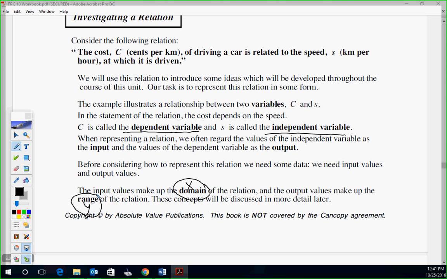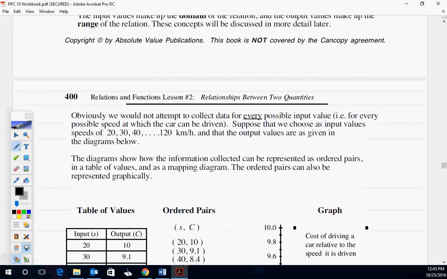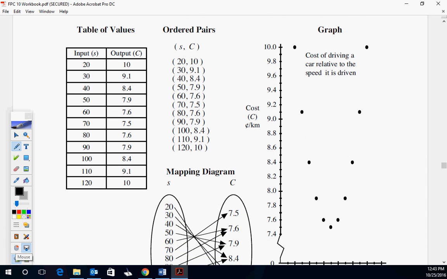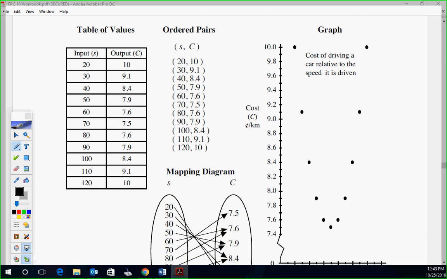A lot of just introducing things to you right now. Now we're going to look at all these different ways we can look at relations. Obviously, we would not attempt to collect every data possible for inputs. So we usually get a group of data, and then we project. Here's an example of a table. If my input's 20, my output's 10. That would be based on the pattern they're giving me: input speeds of 20, 30 to 120.